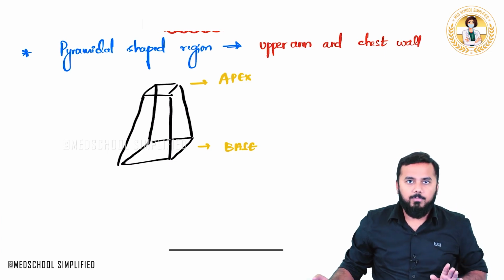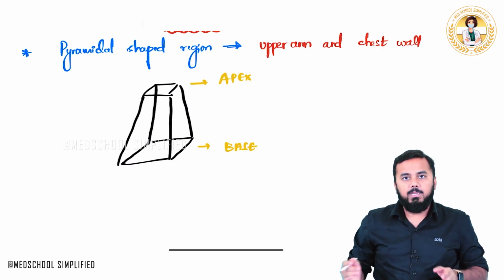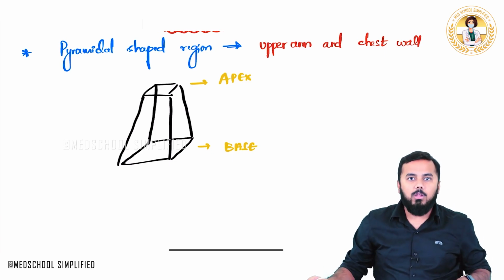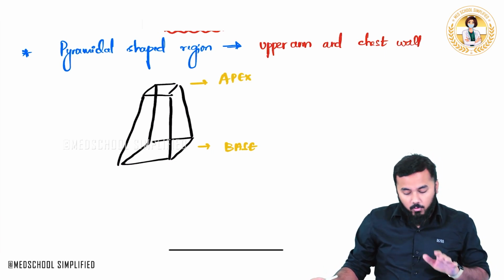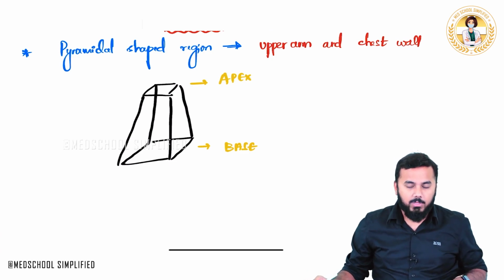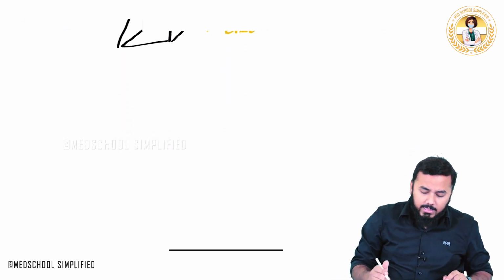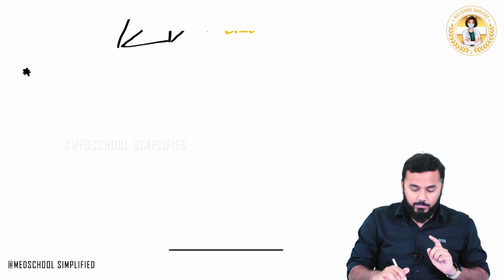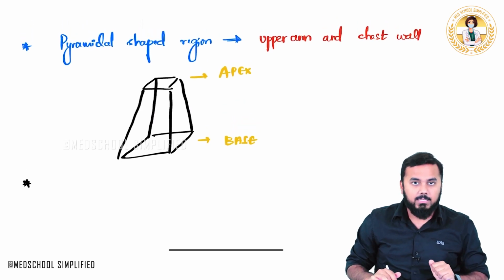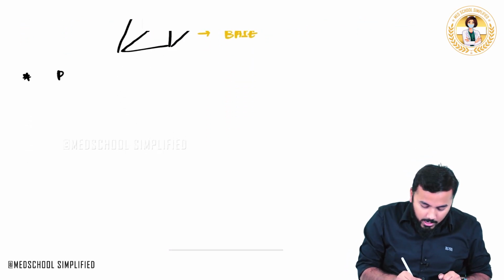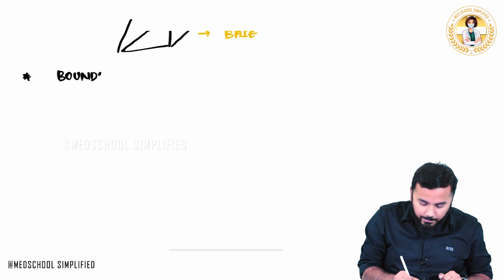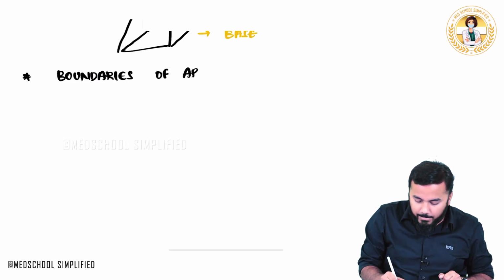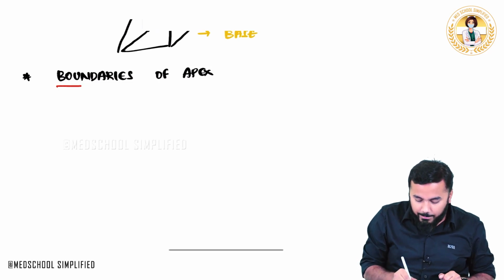Apex is always short if you compare with the base, which is broader. And what are the walls here? There are 4 walls which are located here. Now what are these 4 walls? I shall be discussing. Previously there was a question that was asked: what are the boundaries of the apex? As you can see, this is the apex here. So they asked, what are the boundaries of the apex? Now what will be the boundaries of the apex, guys?